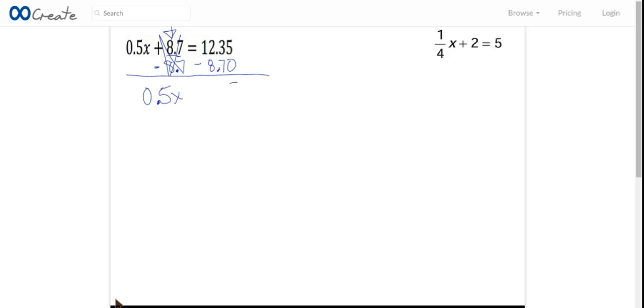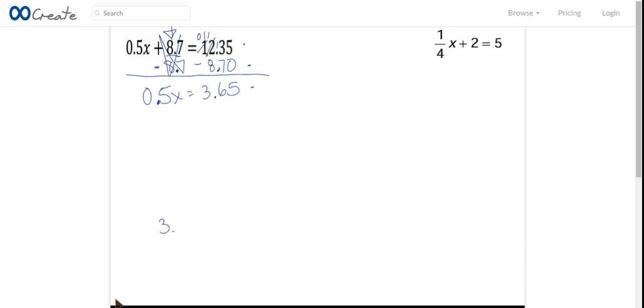So 5 minus 0 is 5. I borrow. 13 minus 7 is 6. Make sure I line up my dot. 11 minus 8 is 3. And I don't have any more there because I had to borrow the 1. And if I think about it, this is almost 9, and this is a little over 3. So almost 9 and a little over 3 gives me a little over 12, which is what this is. So I subtracted correctly. So 0.5 times some number I don't know is equal to 3.65.